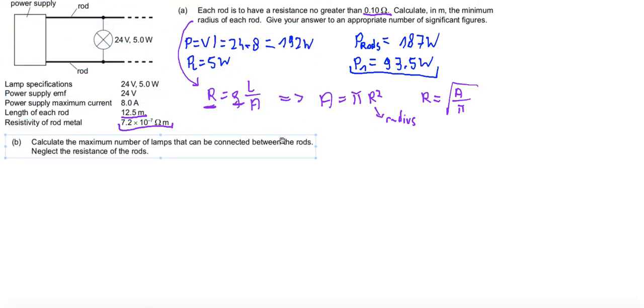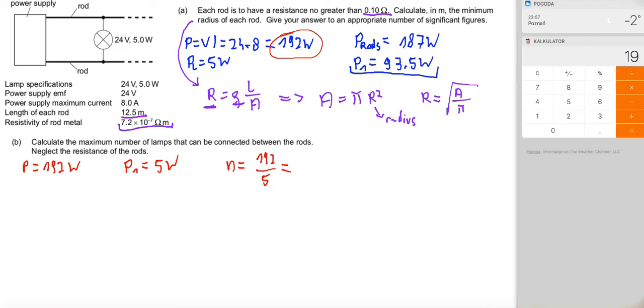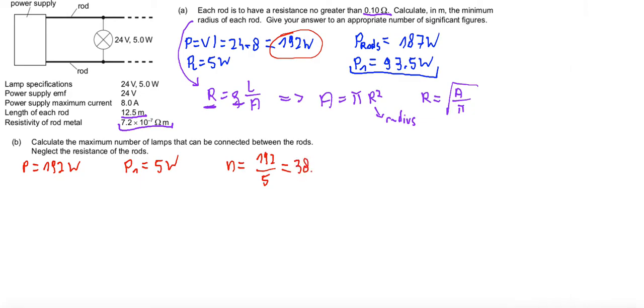So let's look. The power supply can deliver to us 192 watts. Yes? Each lamp takes 5 watts. So how many lamps can be connected? 192 divided by 5. Power is independent of the type of connection, so you can use this method. Okay, of course, the number of lamps is an integer, so you have to round it down. So the number of lamps which can be connected is 38. Okay?